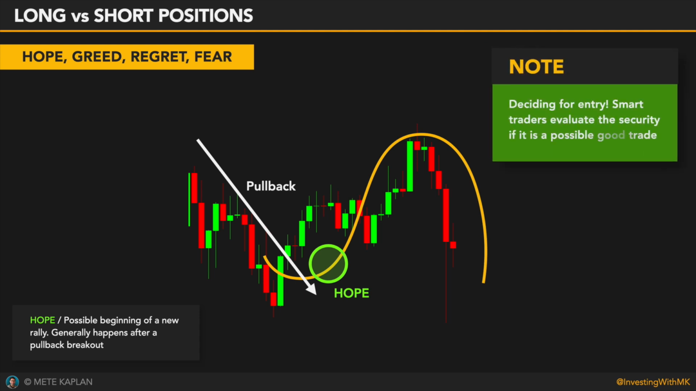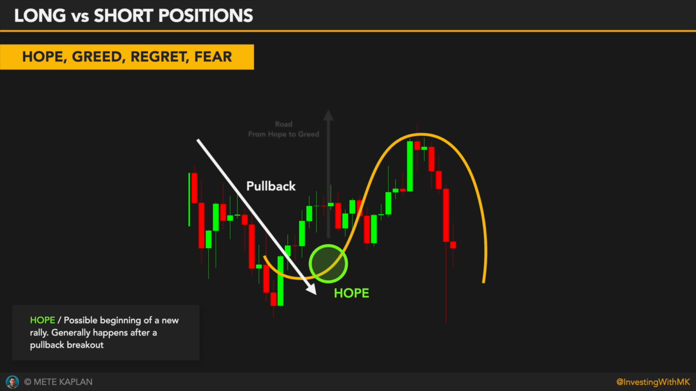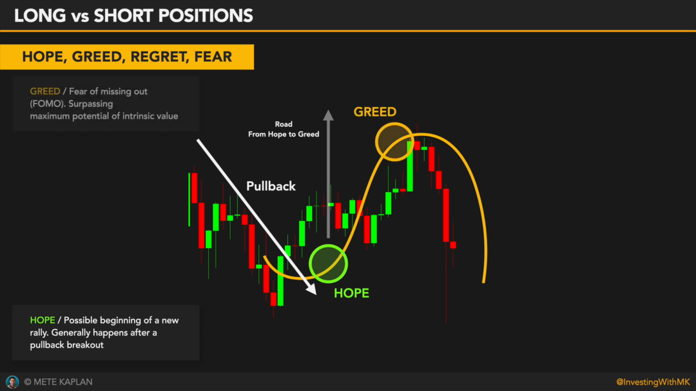Evaluation of long positions takes time, because people have so much time to observe the security before entering. Then it slowly turns to greed. More people join the rally. This is called the road from hope to greed. This is where FOMO happens, fear of missing out. At some point, this rally ends because we are surpassing the maximum potential of intrinsic value for that moment. This top point is extreme greed.